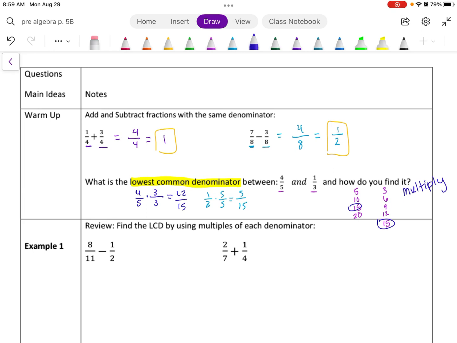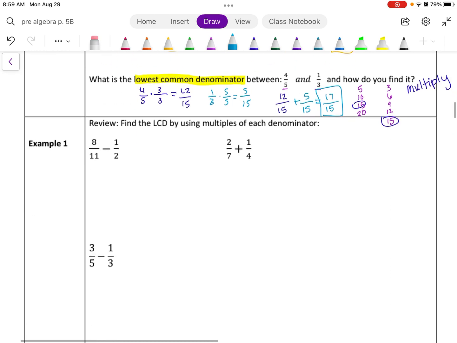So what we've done is we found a common denominator, so now we have 12/15 plus 5/15, and since those have a common denominator, we can combine them. 12 plus 5 is 17/15. We have an improper fraction as our answer. So let's practice a few more times.